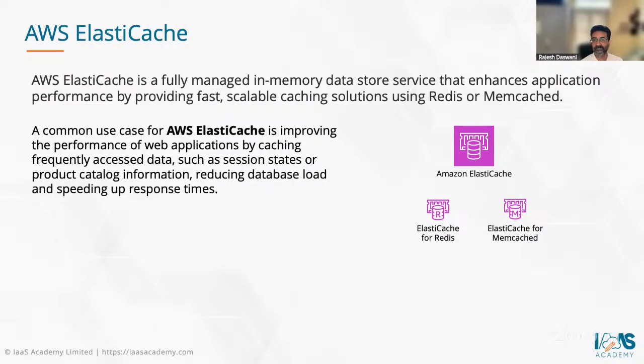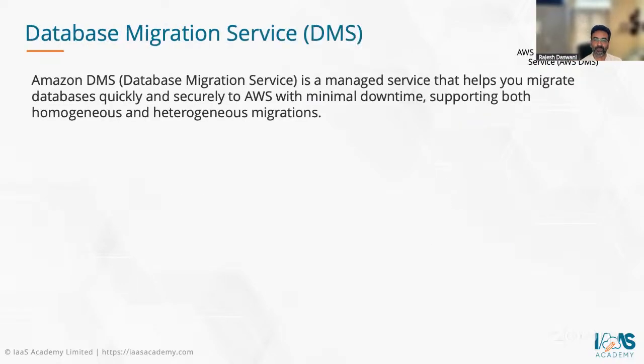They're less expensive than making calls to the actual database, and they improve performance of your web application for frequently accessed data. They are often used for things like managing session states or product catalog information, reducing database load, and speeding up the response time. Now, you've got two different engines on AWS. Actually, now you have three. You've got Redis and Memcache, that are the two common ones.